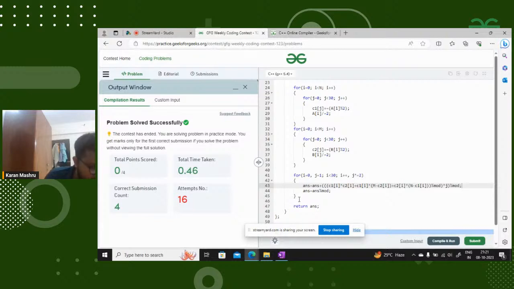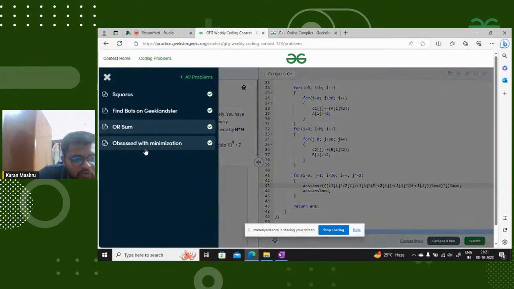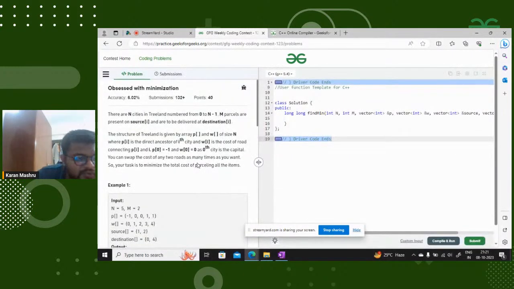This is something new, a of I by 2. Yes, so a of I divided by 2 is basically right shifting the number every step by one position. Okay, no doubts. Now we are going to move on to the fourth question.